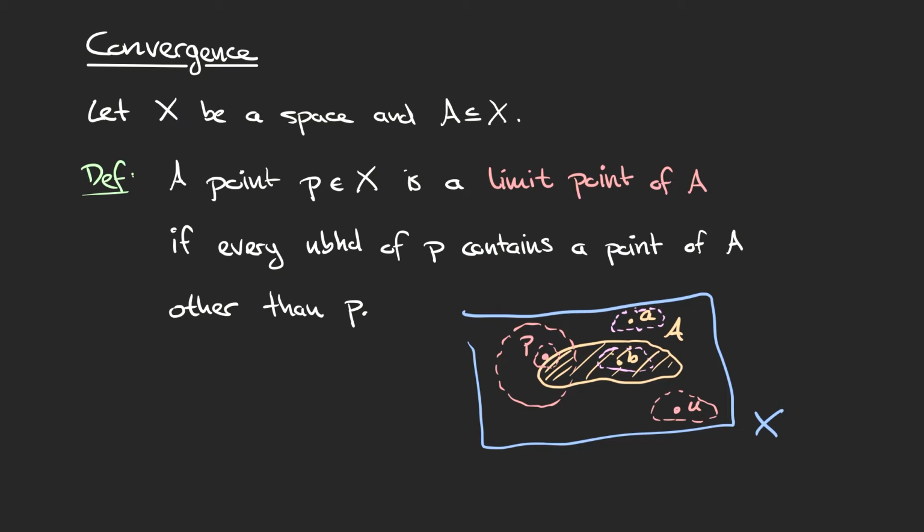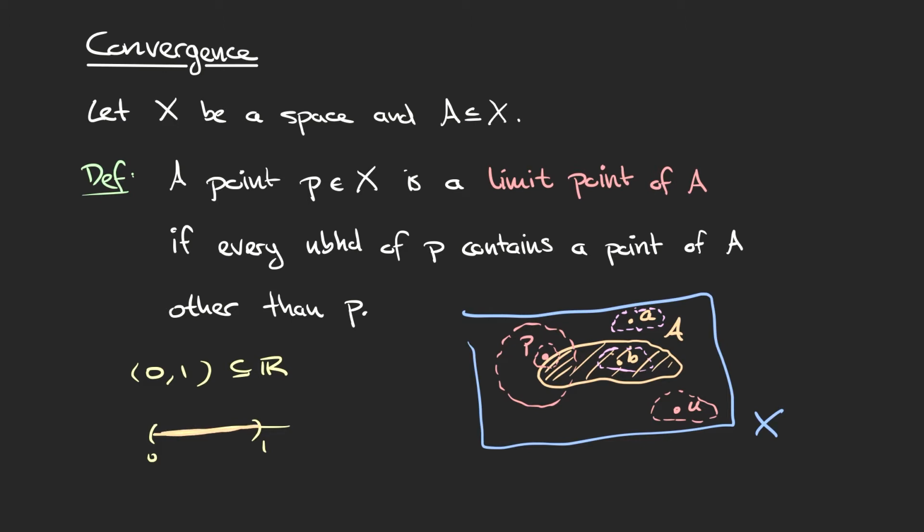For a concrete example, let's consider the open interval (0, 1) on the real line. And now we can ask what the limit points of this set are. So I'll draw a picture. So we have 0 and 1 excluded, but everything in between is included in this set.